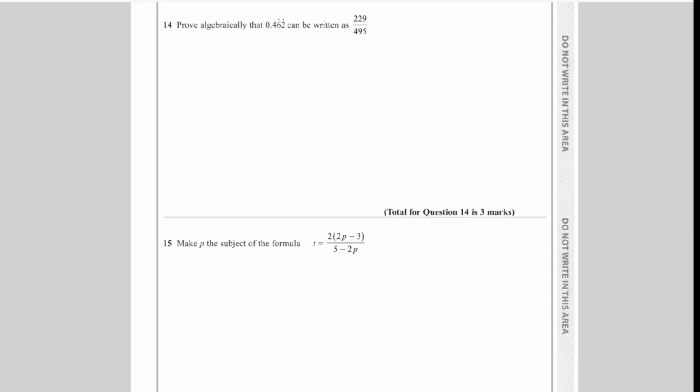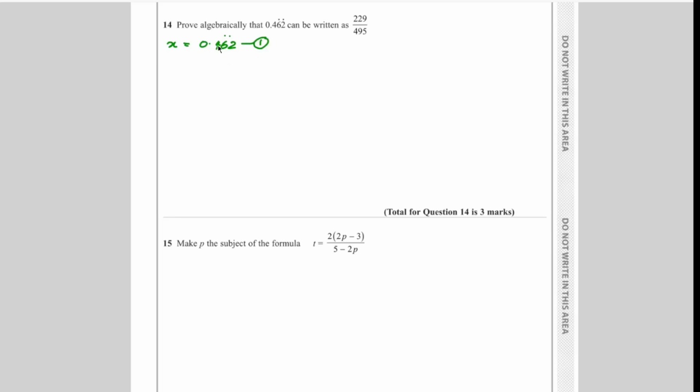Question 14. Prove algebraically that 0.46262 recurring can be written as 229 over 495. Very first step, we have to create an equation by equating this recurring number to x. So let's equate it. X equals 0.46262 recurring, and label it as the first equation.